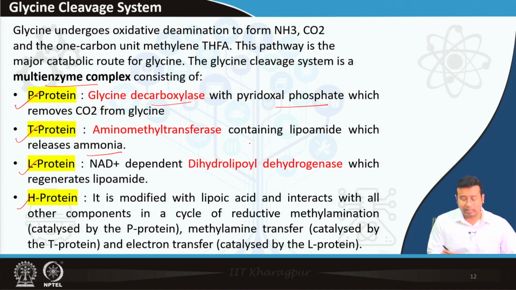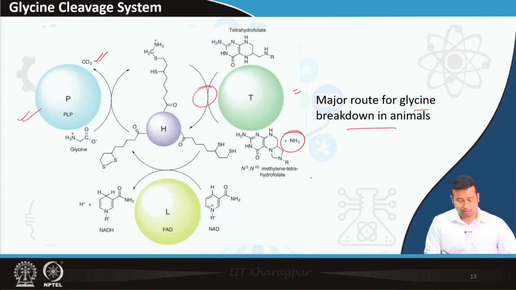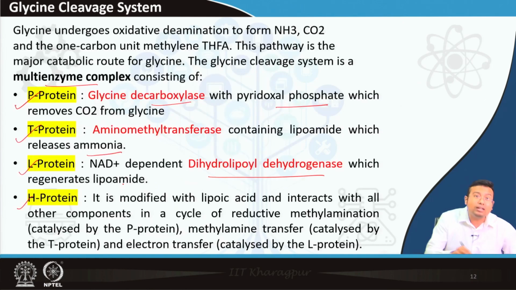Next, L protein is basically a dehydrogenase, similar to dihydrolipoyl dehydrogenase of the PDH complex. This regenerates lipoamide. It is an FAD containing coenzyme that regenerates lipoamide, and in connection to all of them is basically the H protein.